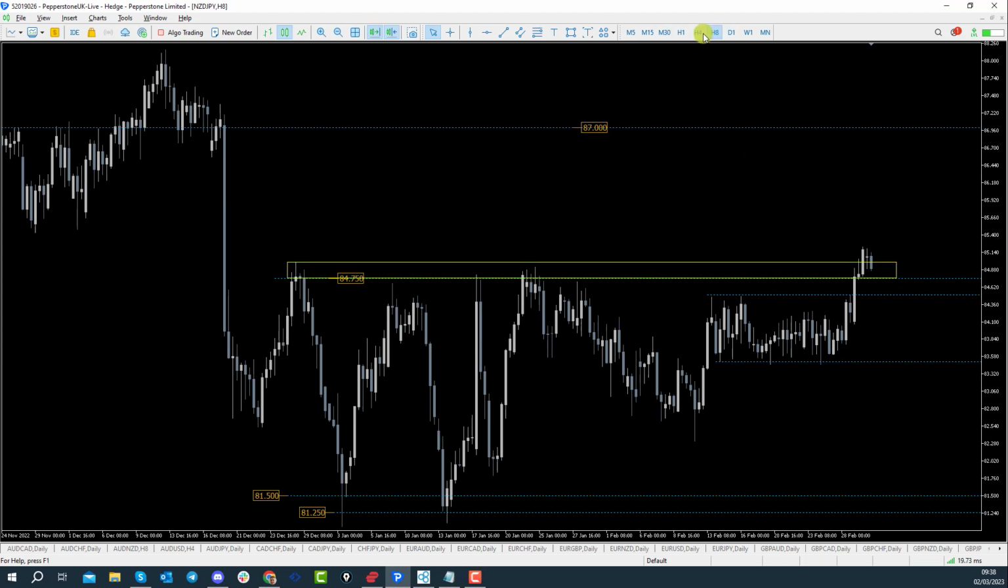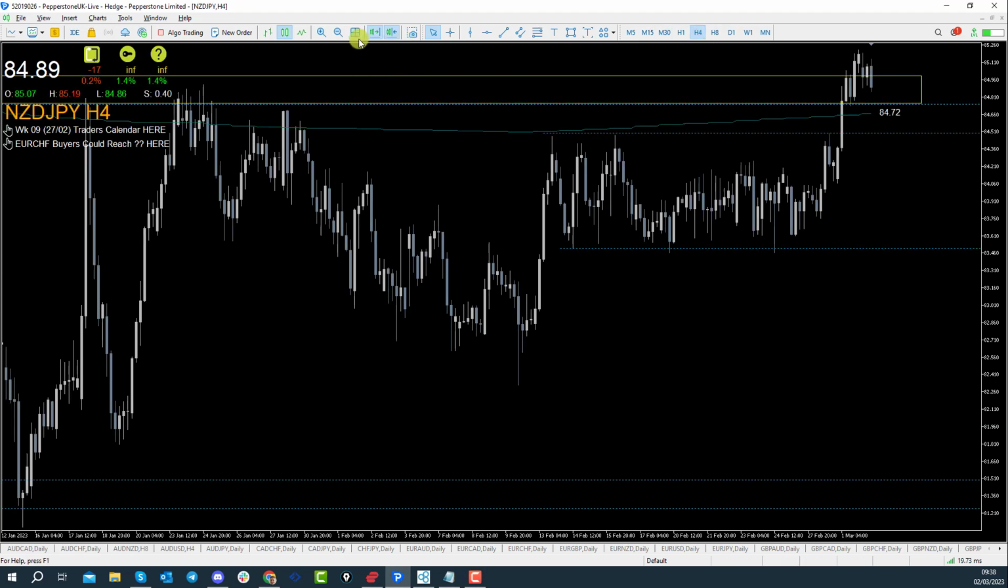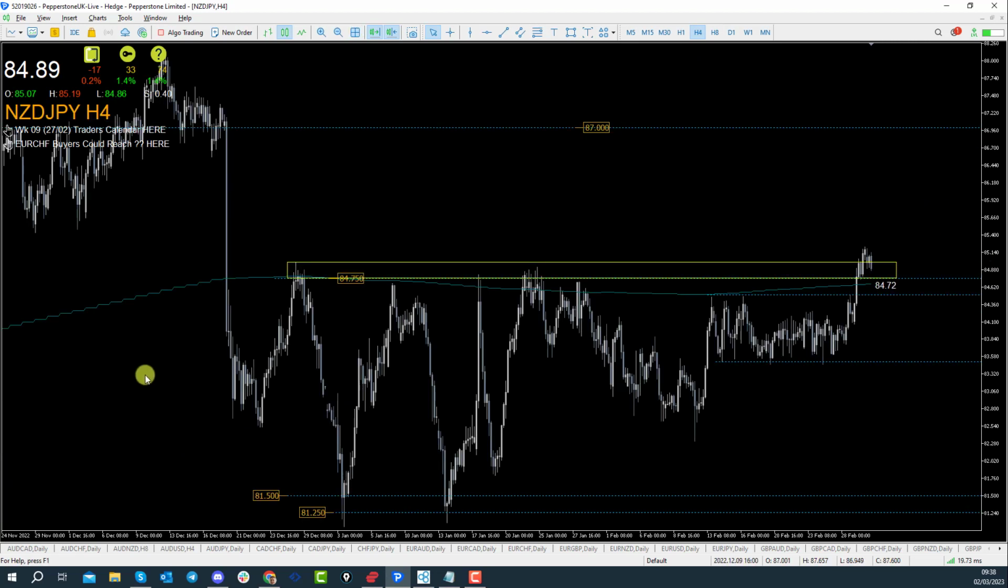Now if I go down to the 4-hour time frame, you can see in a little bit more detail how price has exploded through those highs, and there's a couple of areas of interest. I quite like obviously the 84.75, that's a big level. You can see that 84.72, the 200 moving average, is through there, but you can also see 84.50, which is this line through here, where again you can see a consolidation and then price breaks out.